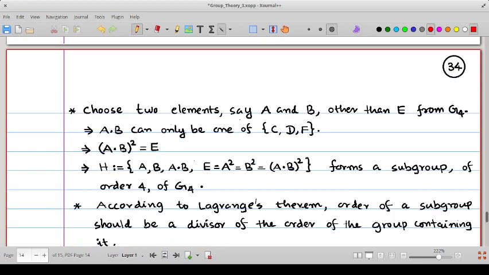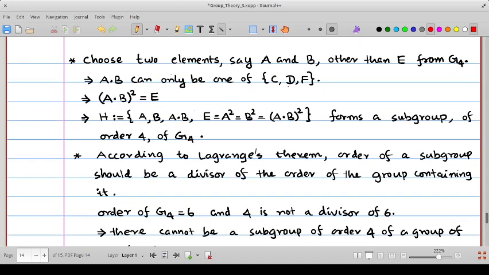Okay, so we now consider two elements A and B other than the identity. So A is not identity, B is not identity. So this will definitely mean that A times B should be one of the possible choices C, D and F. Okay, so C, D and F are all of order 2. So that means AB square is equal to identity, because C, D and F are all of order 2. So its square should be equal to identity.